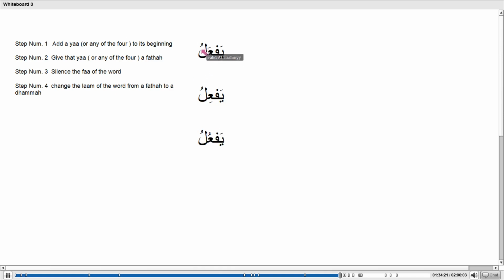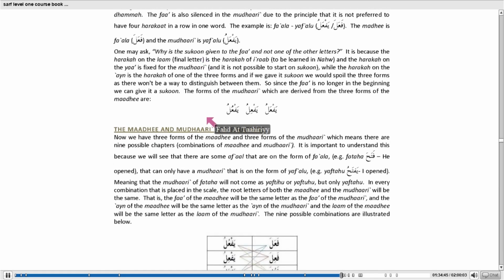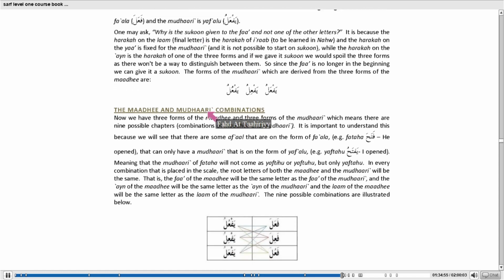Why didn't we silence the lam? Because the lam originally gets a dhamma, due to this particular type of word, the mudari', having a dhamma expressing the role it plays grammatically. Understood, Abu Zaid? Clear now? Is it clear now? Everything clear? What you have asked? Barakallahu feek.